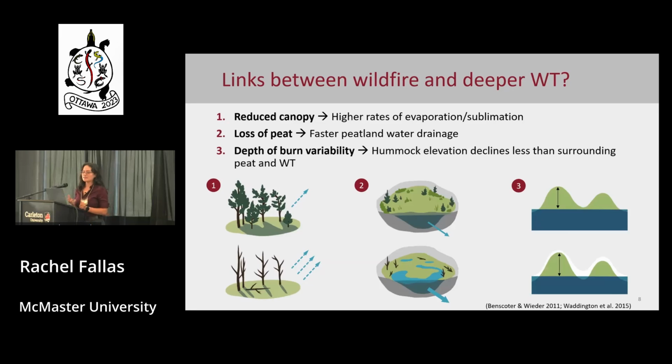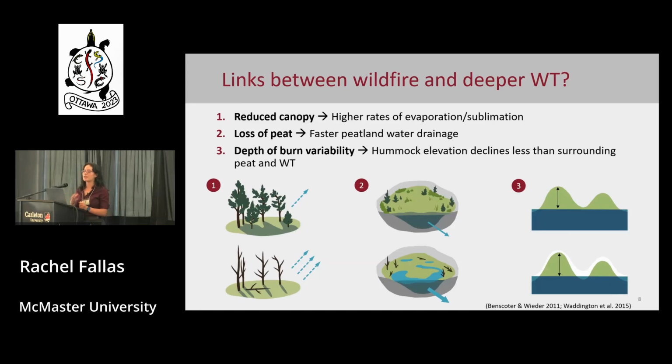At these burned peatlands, you're going to have a reduced canopy and less vegetation, so that would result in higher rates of evaporation or sublimation during the winter time when there's snow on the ground. If there is a loss of peat because that has burned away, then we might also expect to see faster peatland water drainage because there's less peat there to retain the water.